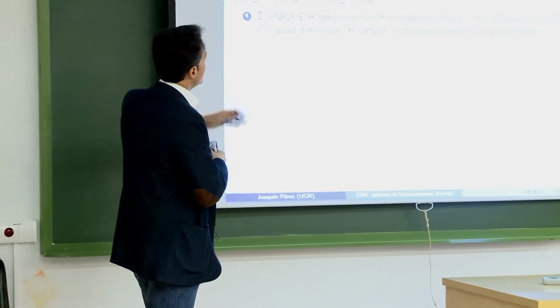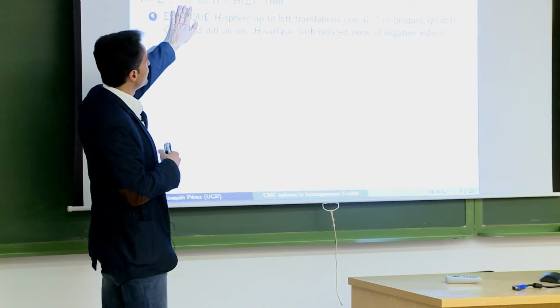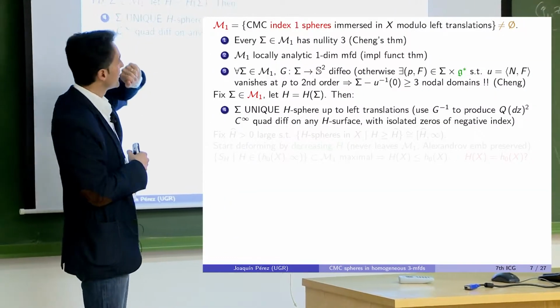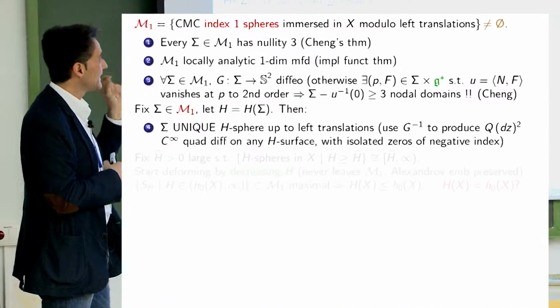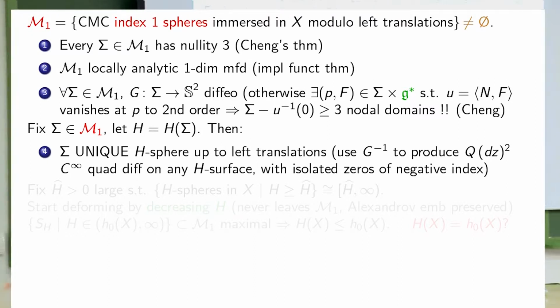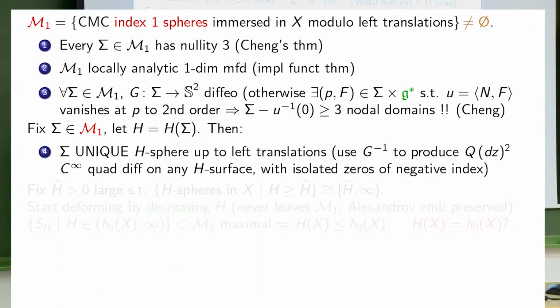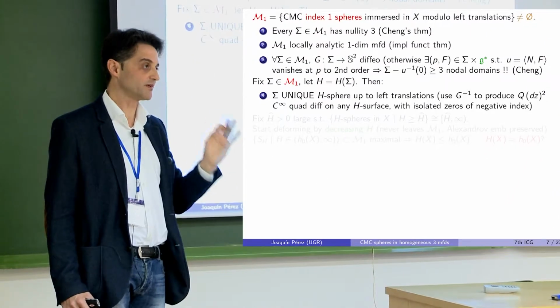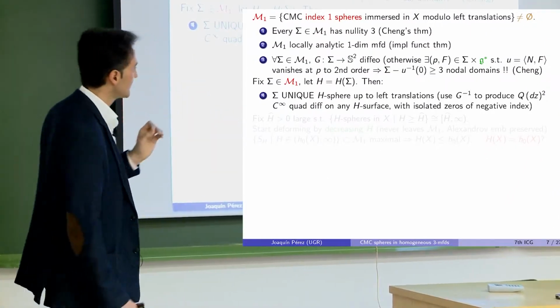Now, you fix one element in M1, and let us call H the value of the mean curvature for that element. Okay? And I claim that that is the unique sphere, no matter if index 1 or not index 1, for that special value of H, of the mean curvature. So I repeat. If I take one index 1 sphere, it is the only element in the total class of CMC spheres with that value of the mean curvature.